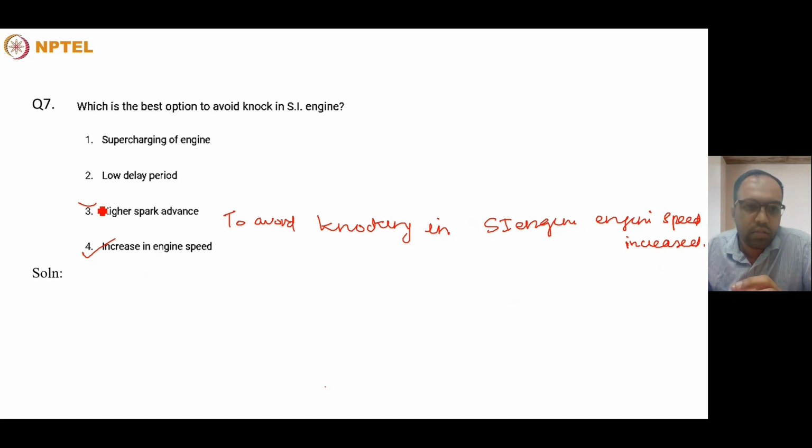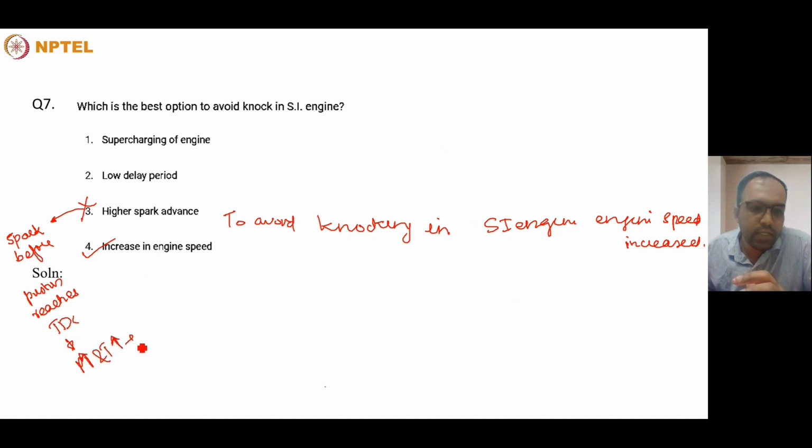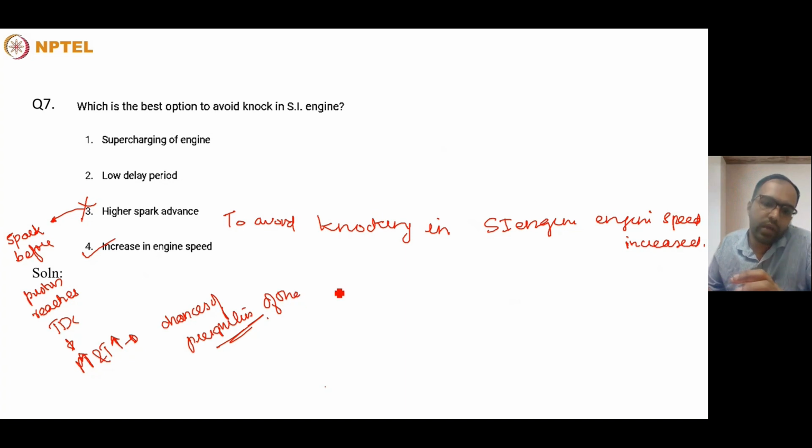So with spark advance, the spark occurs before the piston reaches top dead center, pressure and temperature increase, and there are chances of pre-ignition of the far away air fuel mixture.